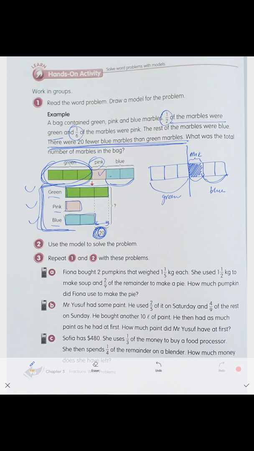We can calculate everything now, right? Pink were 20, blue 2 units, 20 times 2, 40, green 3 units, 20 times 3, 60. That is it. Okay, we got this part. Now let's take a look at these problems one after another.